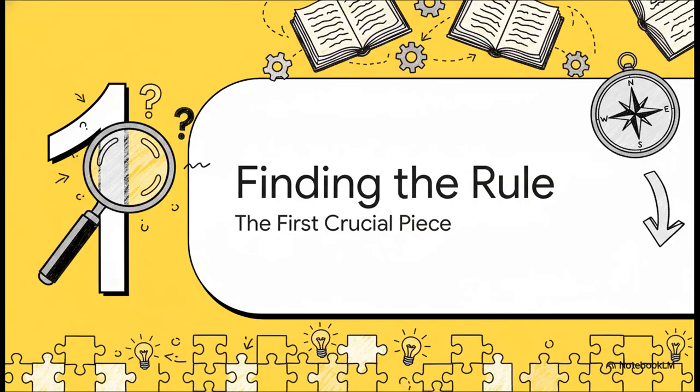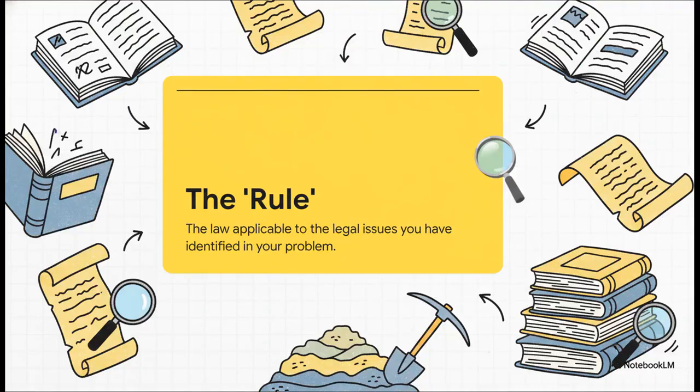All right, so let's get right into it. How do you find that crucial first piece of the puzzle? Let's talk about identifying the correct legal rule. So what is this rule we're talking about? Put simply, it's just the law that applies to the legal issues in your problem. That's it. It's not something you make up on the spot. It's something you have to go find.